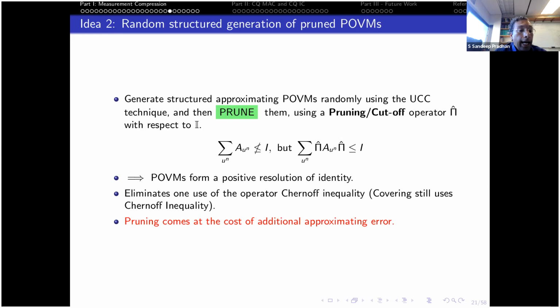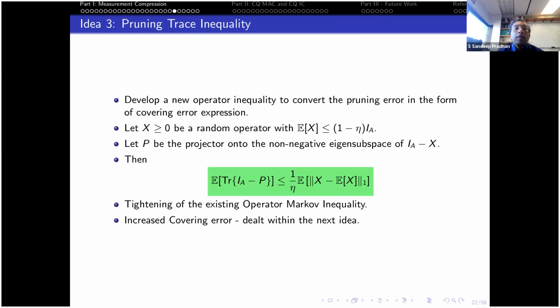So that means we will always be guaranteed the constraint that it is a POVM. However, it comes with additional approximation error, and we have some techniques for addressing that. This is a small inequality which says that if you do this pruning operation, then the expected value of the trace of the difference can be bounded by the expectation of the norm of the difference. You can think of this as a Markov inequality, but a slight tightening of the Markov inequality.